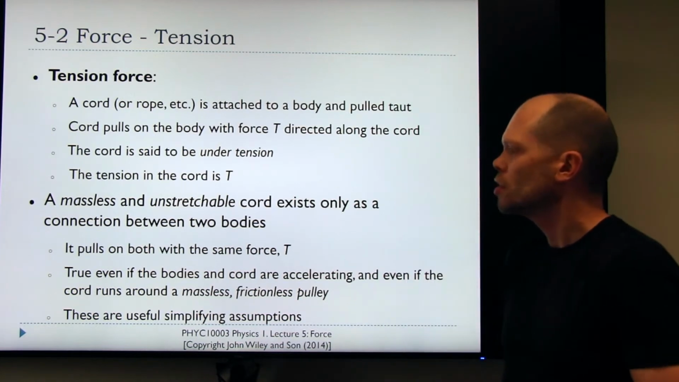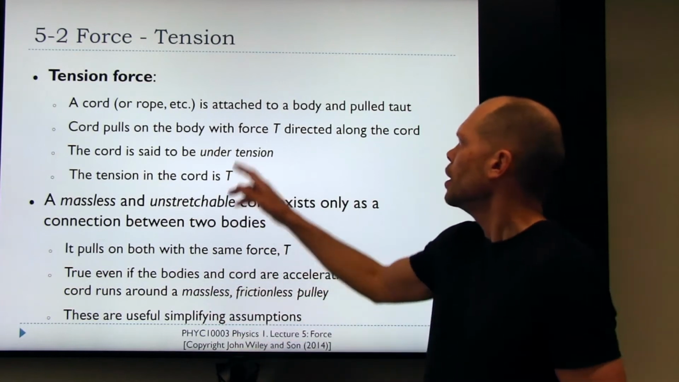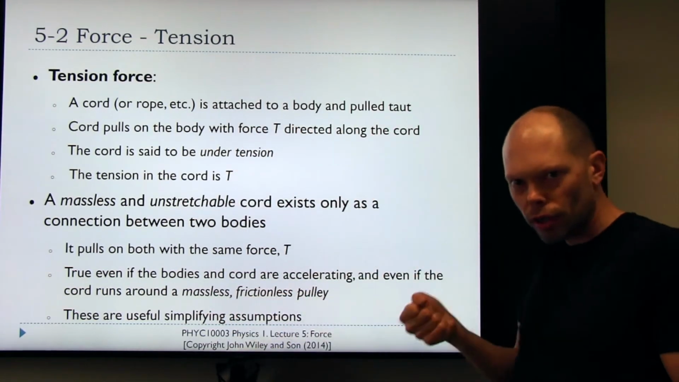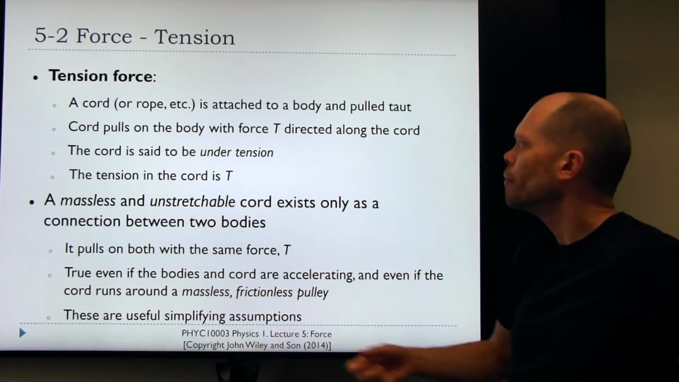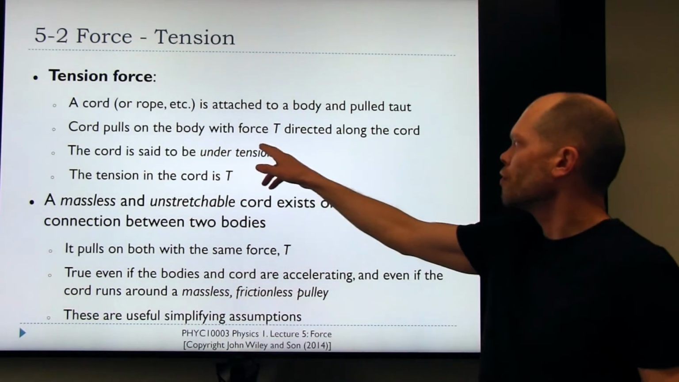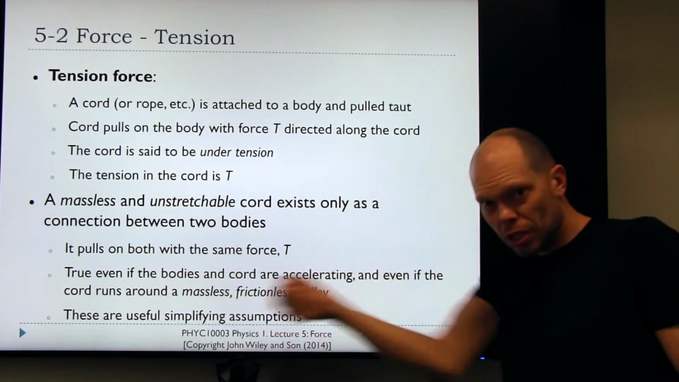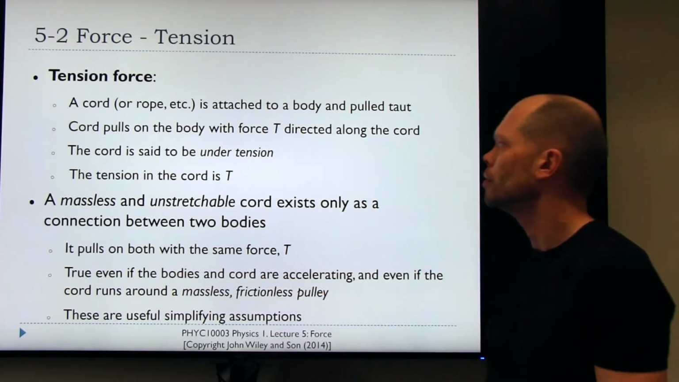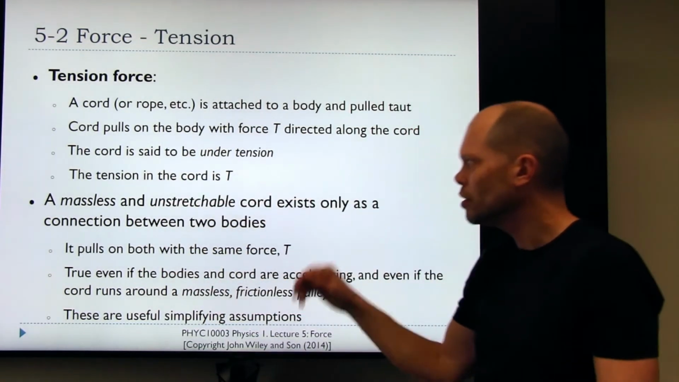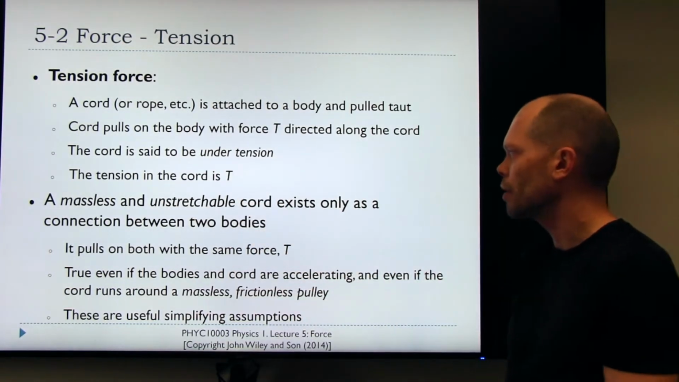Tension force. So we have a cord or a rope or a chain or something like that. It's attached to a body and pulled taut. So if I'm pulling something, there's a force, a tension. The cord pulls on the body with the force T directed along the cord. So if I'm pulling an object in this direction, the force isn't going to be up, it's going to be pulling in that same direction. The cord is said to be under tension, and we simply use the capital T to describe that.